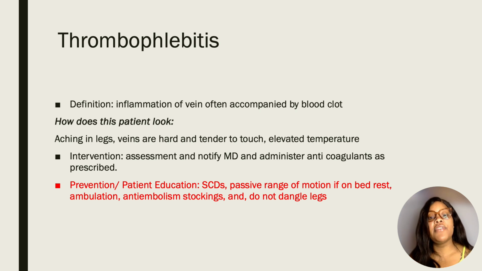But what are some prevention and education for the patient? We want to put SCDs on the patient. We want to be doing passive range of motion if the patient is on bed rest. We want to get that patient up as soon as possible. They could wear anti-embolic stockings, and you want to teach the patients to not dangle their legs. So the biggest thing is that this is inflammation of the vein, often accompanied by a blood clot. So if we can prevent a blood clot, then we could prevent thrombophlebitis.